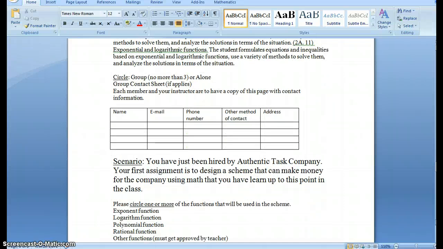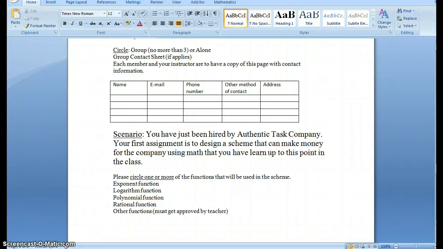Then I would tell them, here's your scenario. You've just been hired by a 30-task company. Your first assignment is to design a scheme that can make money for the company using math that you learned up to this point in this class. Alright, so think about it for a while.